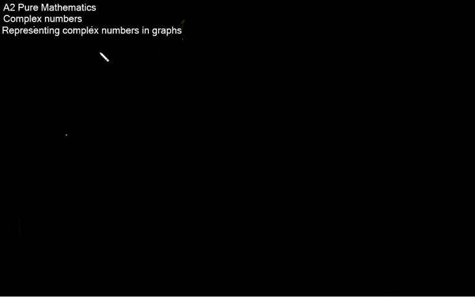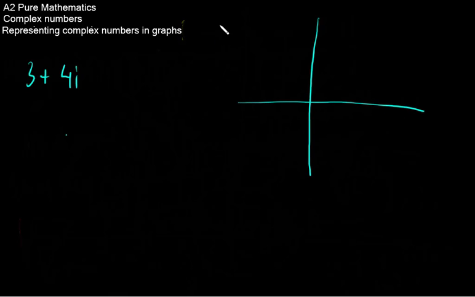So when it comes to complex numbers, there's an interesting fact that we can actually represent them using a graph. So this is an example. Let's say we have the complex number 3 plus 4i, and we want to represent it in a graph. That is called the Argand diagram. So this is what we call the Argand diagram, and this is the imaginary and this is the real part.